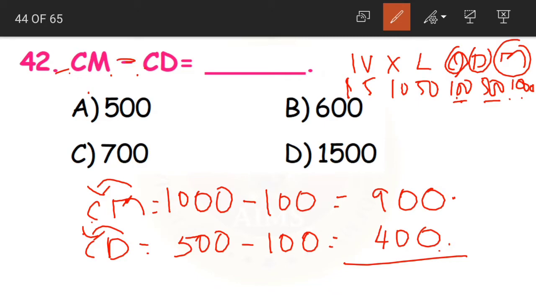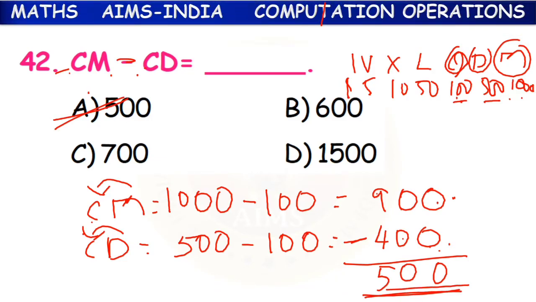As given in the question, we need to subtract. 0 minus 0, 0. 0 minus 0, again 0. 9 minus 4, 5. What is the answer, children? CM minus CD is equal to 500. That is option A. Next question.